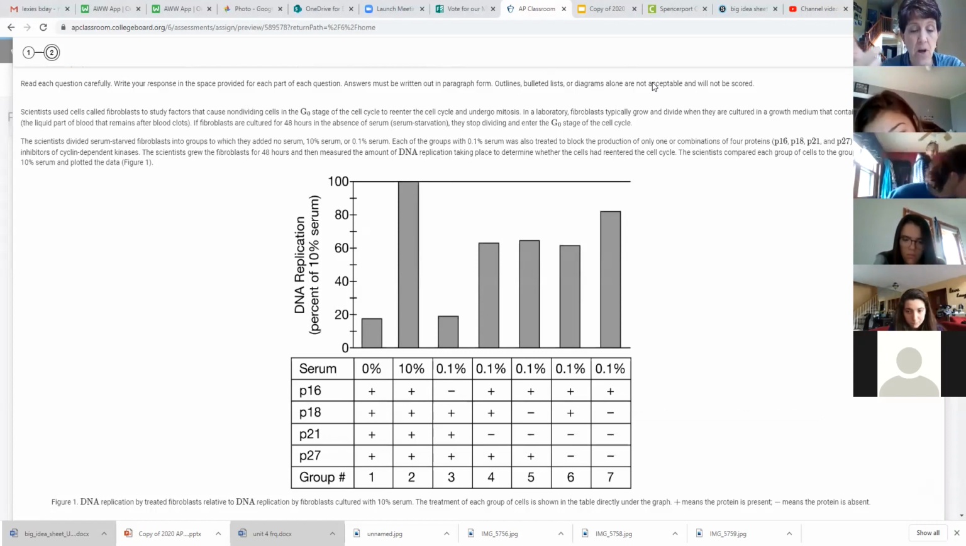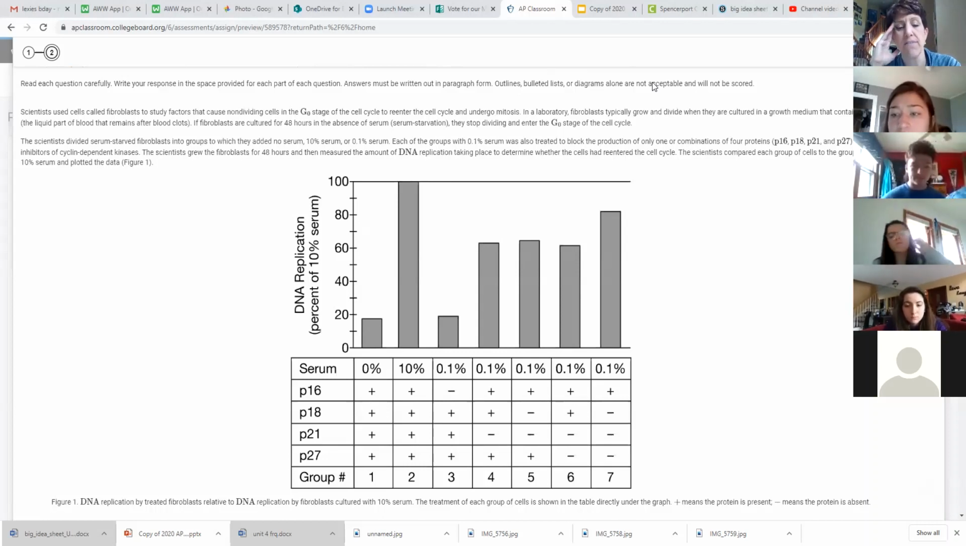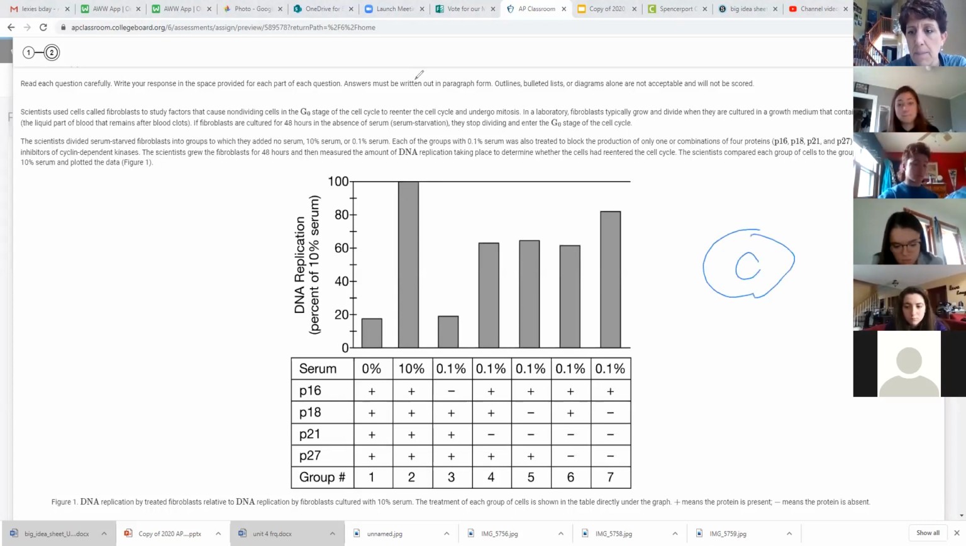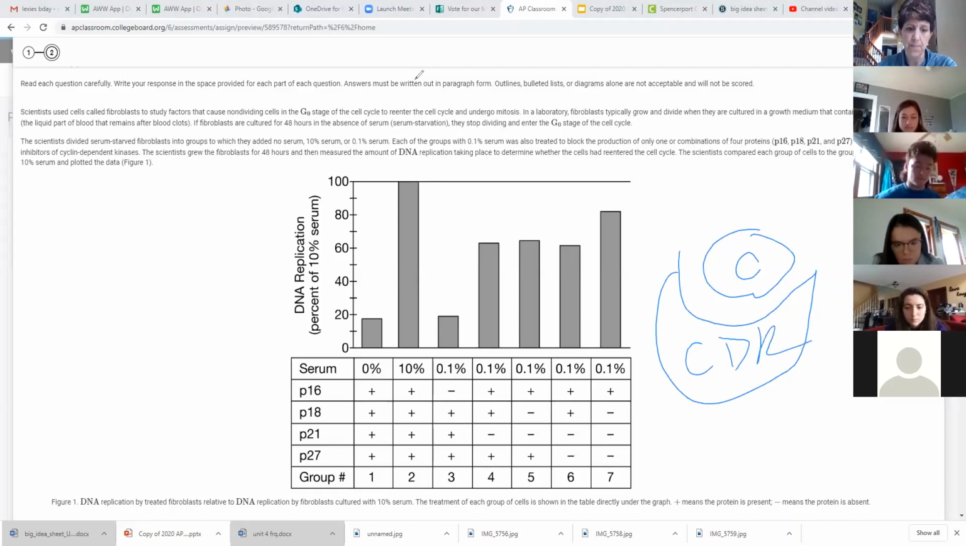Adding 10% serum causes DNA replication, so that would allow your cell to divide. But I think what they're looking for is that you have to have your cyclin bind to your CDK in order to pass a checkpoint. And if you have some inhibitor, an inhibitor is going to stop this, and then you won't be able to go through mitosis.